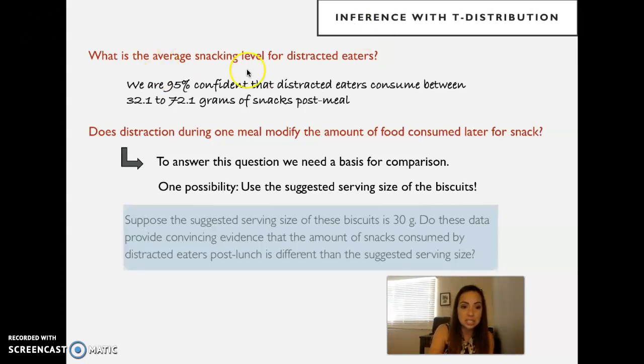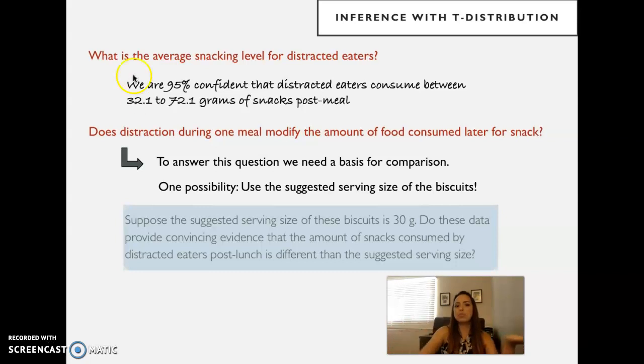And I'm not seeing 30 inside of here. And the lower value here that's closest to 30 is already 2 grams above. So it's not very typical to see a value of 30 grams, let's say, right? 30 grams is not contained, it's not a typical value for that population. So quick and dirty, we would say, yep, it seems to be different. So we can conclude that when people get distracted on one meal, they will eat more than the suggested serving size of snacking.